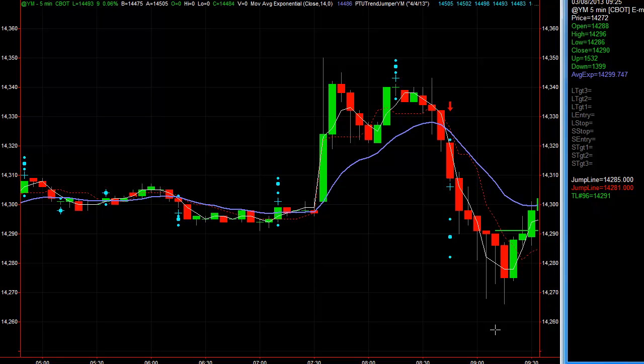Obviously, there are lots of ways to trade the Trend Jumper. I've only shown you the crossover trade. Hopefully you enjoy it. Follow the trade plan, and it should be very successful for you.